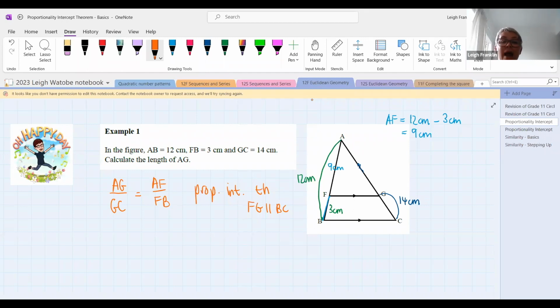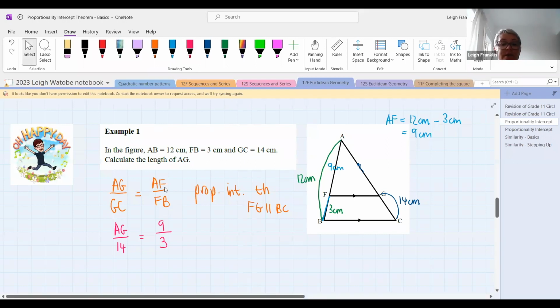Excellent. So now that I have this, now I can go and substitute in my sides. Okay, so remember AG is the one that I want to solve for. I know that GC is equal to 14, so I'm subbing that in there. AF I know is 9 because I calculated that. And FB I know is 3. Can you see we want to make AG the subject of the formula?